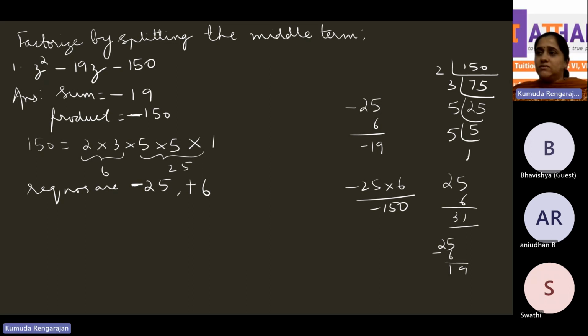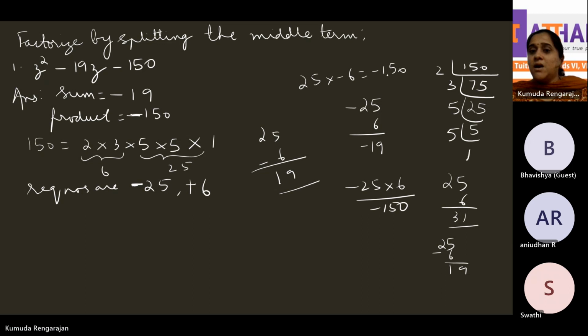Signs you can fix. Now, supposing you took 25 and minus 6, you will get plus 19. 25 into minus 6 is minus 150, but the sum will be 19. So you cannot take 25 and minus 6. It is minus 25 and plus 6.